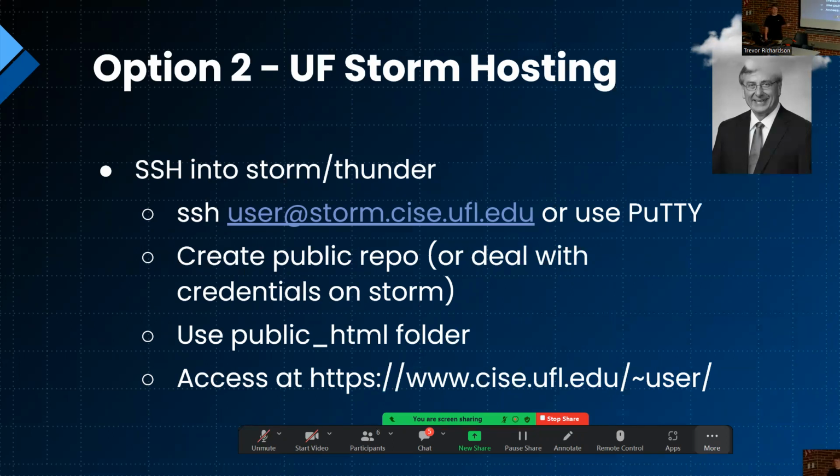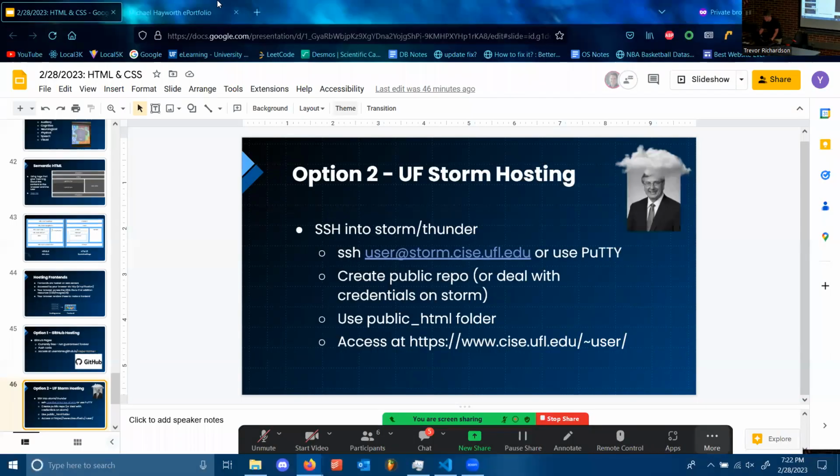You can create a public repo on your GitHub account from there, or deal with credentials. I wouldn't really recommend that, just make it public because it's a publicly accessible web page anyways. Your SSH account will have a public_html folder already. And then all you have to do is pull the code and then access it there. So for example, everyone has one of these. I can pull mine up really quick.